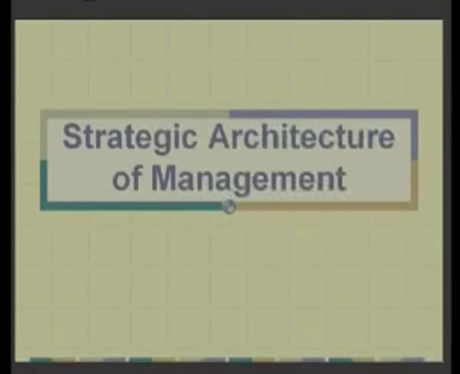Today we are discussing the strategic architecture of management. Having discussed what management is and what the approaches to management are, we are now discussing this aspect, which is a rather new understanding of the concepts of management.